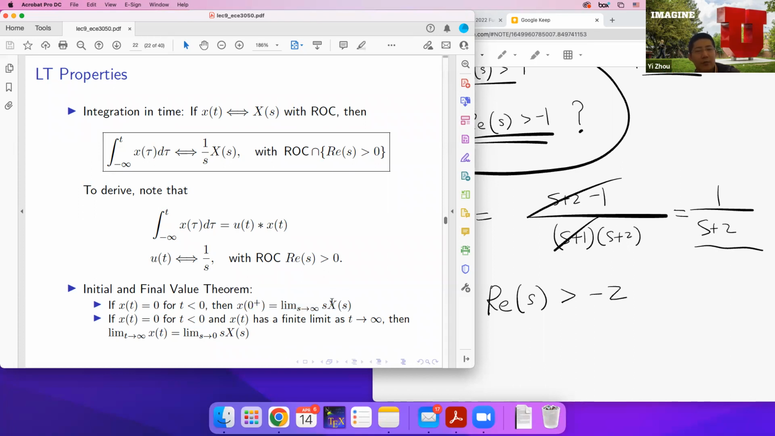It's s times the Laplace transform, taking the limit to infinity, in the initial value theorem. And then we have another one corresponding to the final value theorem, which says again, if the signal is a causal signal, then the final value, which is the limit of x(t), corresponds to the limit of s times X(s) as s goes to zero.